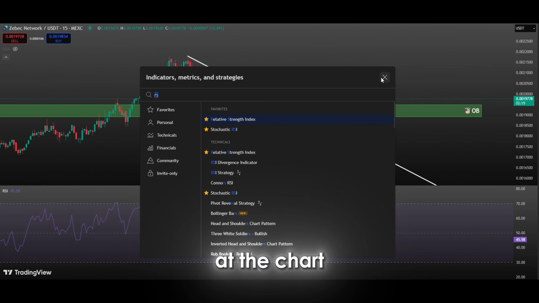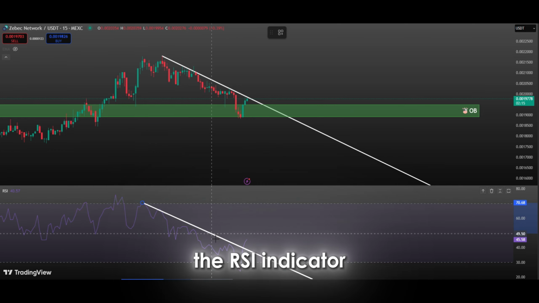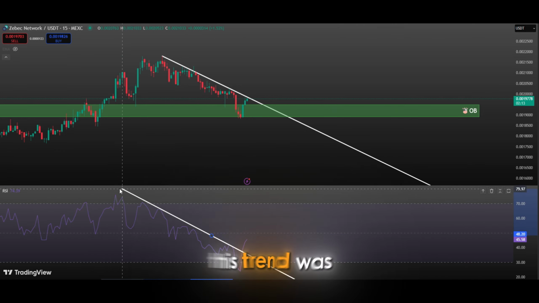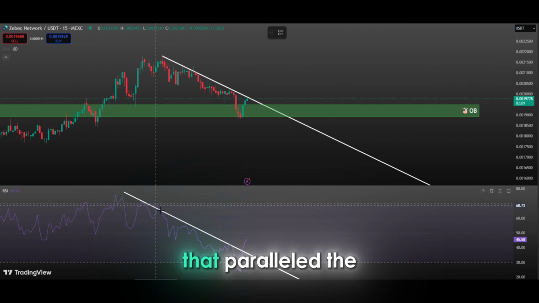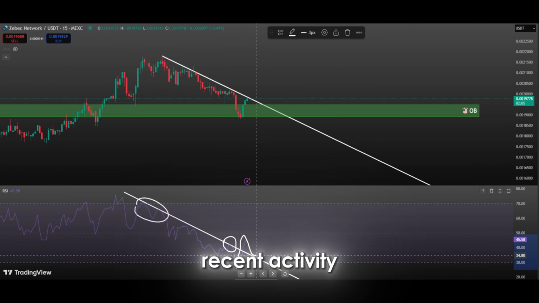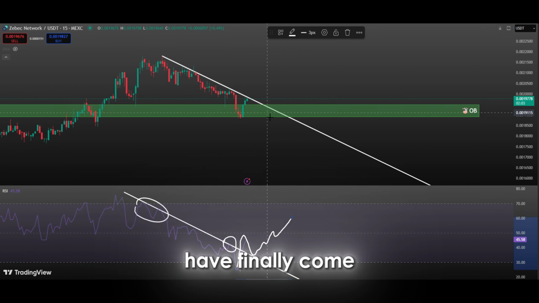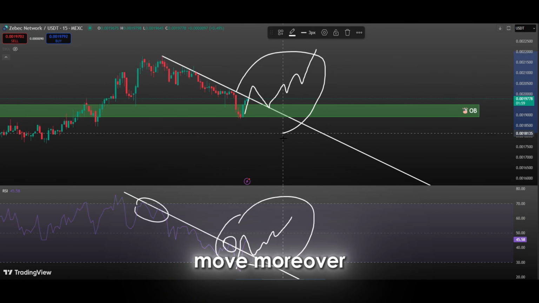When we take a deeper look at the chart, we can clearly see the traces of a long-standing suppressive downtrend in the RSI indicator. This trend was marked by lower highs on each attempt by the RSI, indicating a weakness that paralleled the downward tendency in price. However, with the recent activity, this downward trend now appears to have finally come to an end. The RSI has broken above this trend line with an upward move.